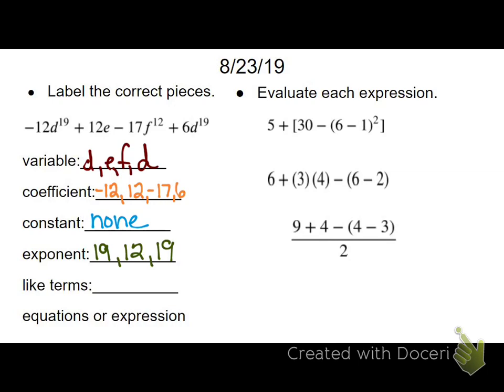Then your like terms. What are your like terms up here? Ben? Negative 12d^19 and 6d^19. What makes them like terms? The exponents. Not just the exponents, but also the letters, the variables, right? Okay. So if a variable has an exponent, they both have to have the same exponent in order to be like terms.